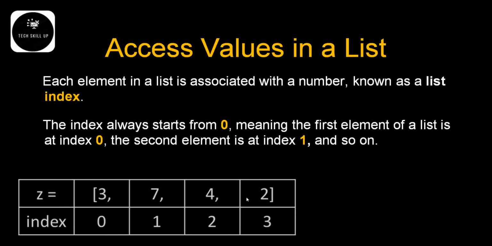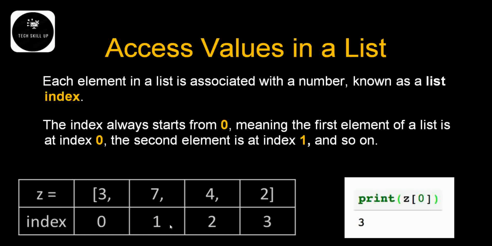Here, how many elements are there? We have 4 elements, so 4 minus 1 is 3. That means the index will go from 0 to 3. And see the example of how we can access these elements.